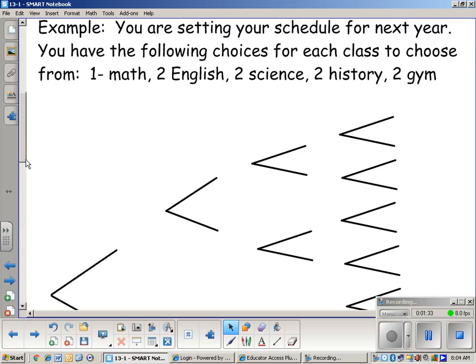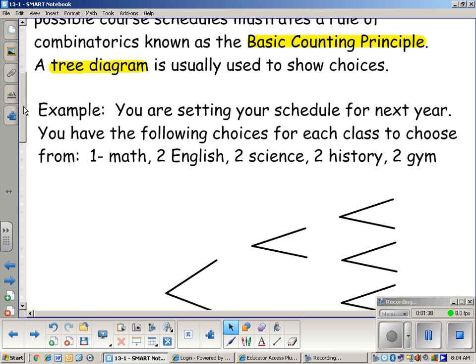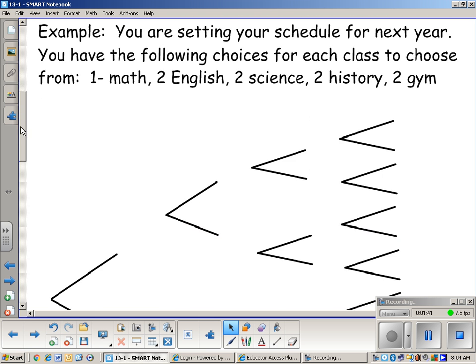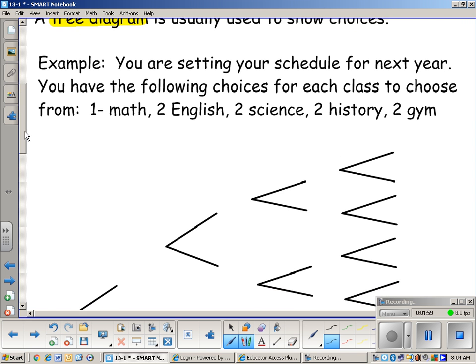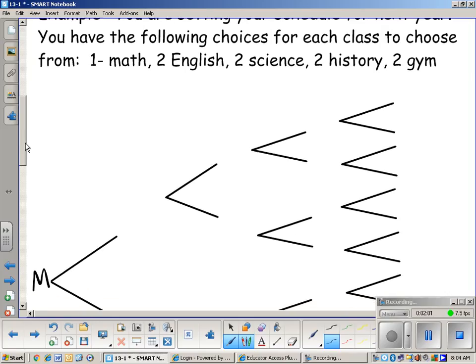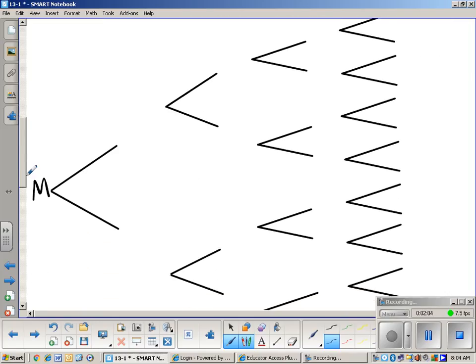Okay? And so what we're getting at is, and this is a tree diagram, what we're looking at here. Right here I'm going to write math, and we only have one math class to choose from, so that's why we only have one option here. Okay? But when we go over to the next class, the English class, I have how many to choose from? 2. So here I could put my English 1, or I could choose math and then English 2.